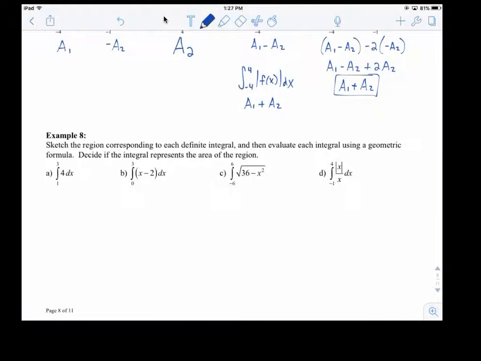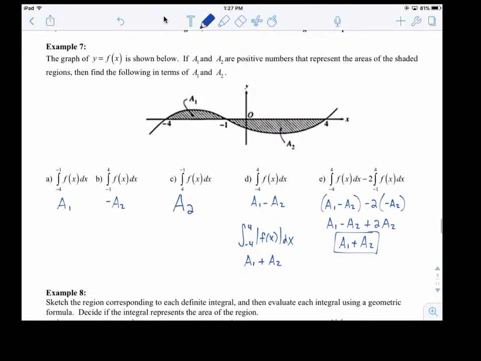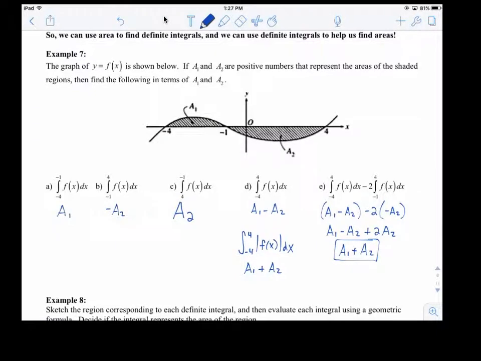Okay, so does that make sense for everybody? How that works? If they're asking for the area, it's going to be a little bit different. This integral here from -4 to 4 of the absolute value would give you the total area. But because part of it is underneath, it's no longer the area.